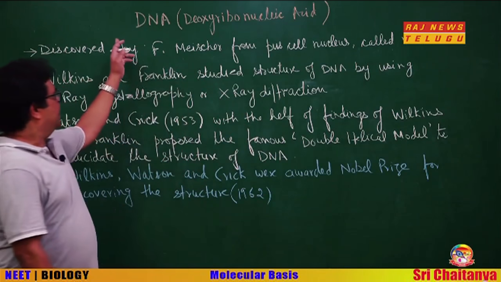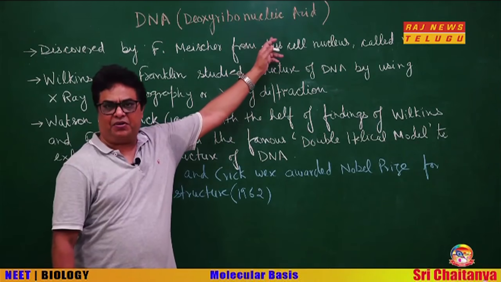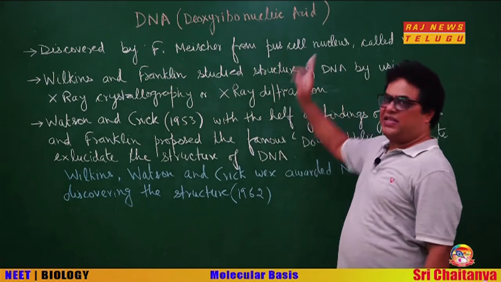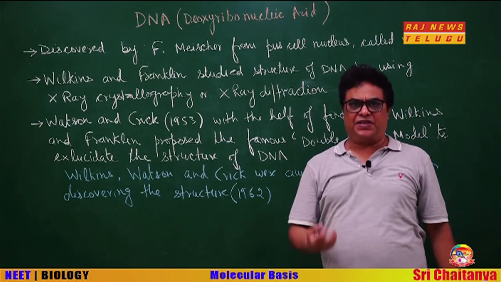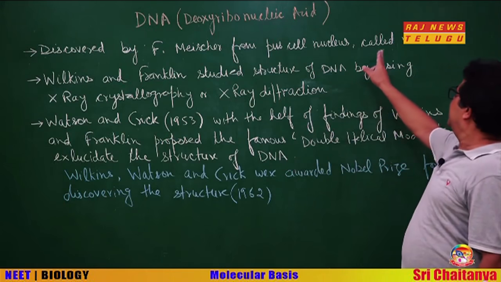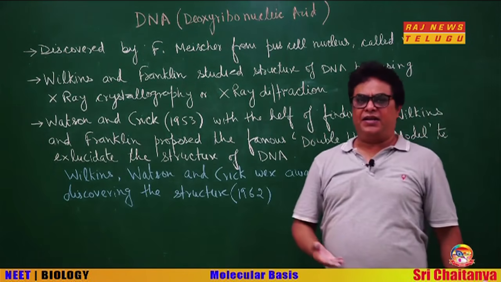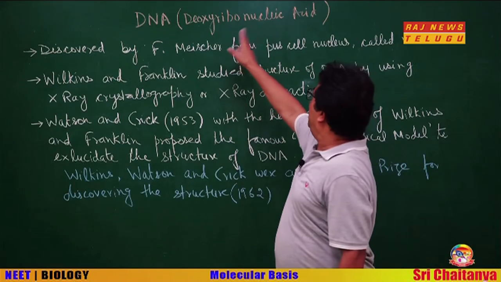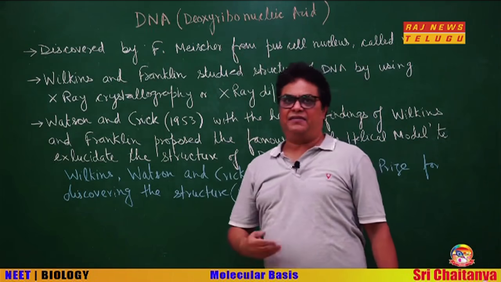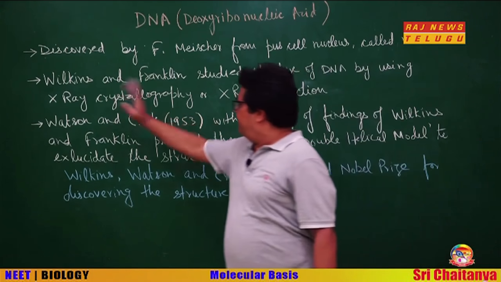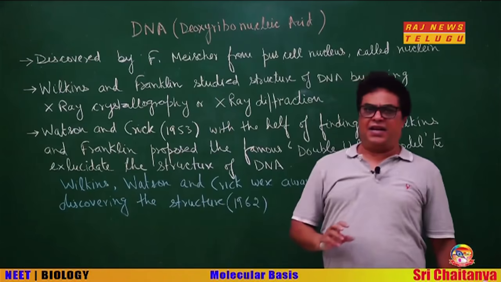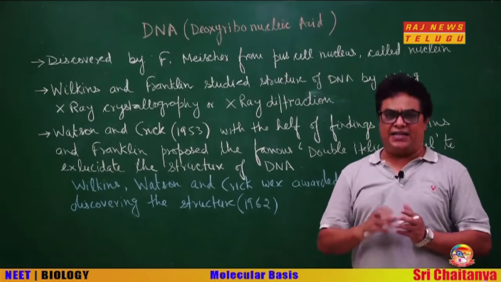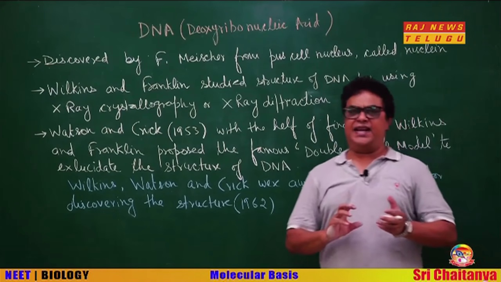DNA, or deoxyribonucleic acid, was discovered by Friedrich Miescher from the pus cell nucleus, and since it was found in the nucleus, he called it nuclein. But later on, seeing its acidic nature, it was named deoxyribonucleic acid.